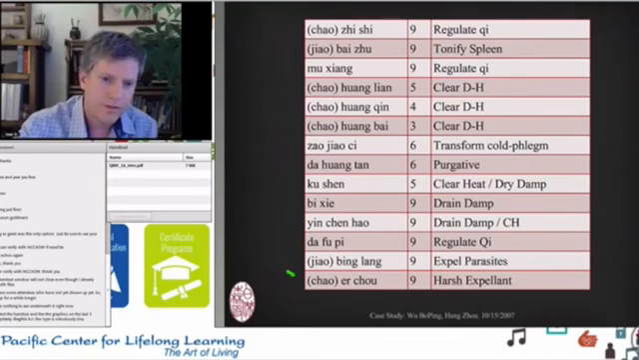So this is just something you can look at for fun on your own and think about, and then later we'll get to why he uses all of these herbs.